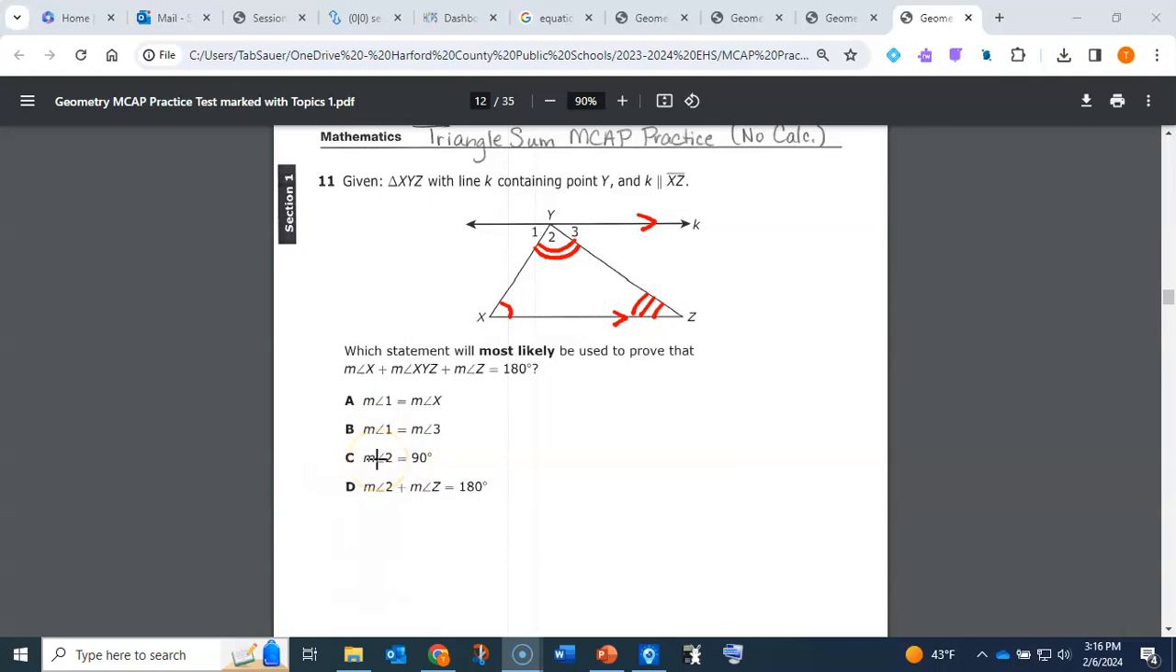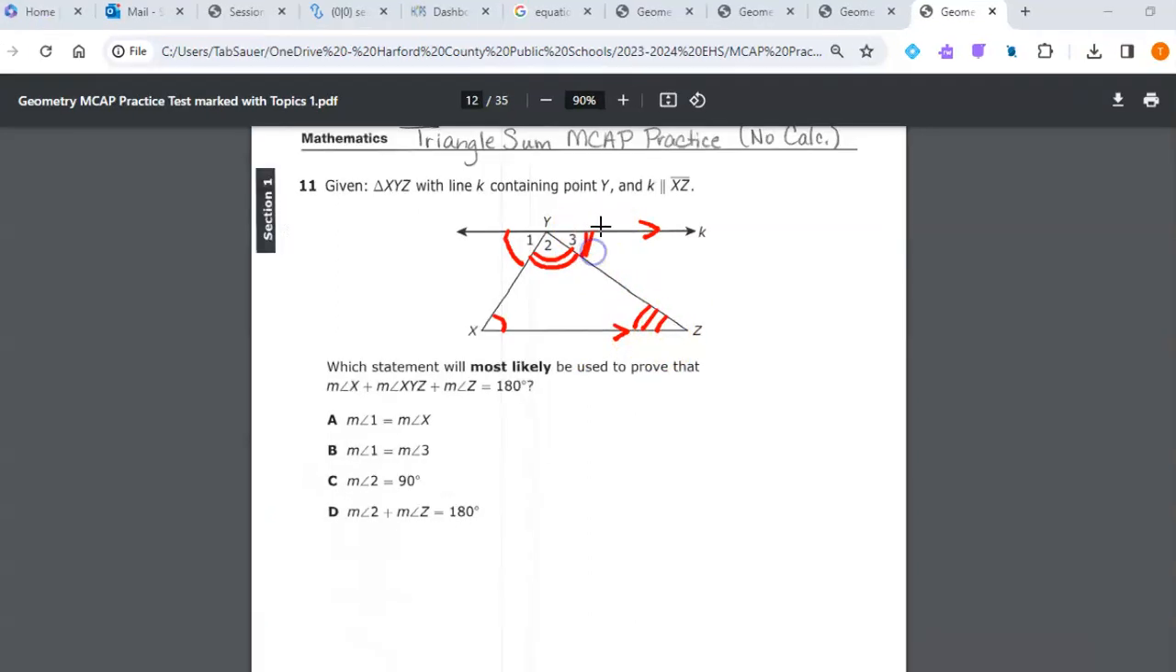With this situation, the fact that line K and XZ are parallel to each other, think of this XY line as a transversal. If that's the case, then angle X would be equivalent to angle 1. And then looking at it from this direction, K and XZ being parallel, and this line being a transversal, then angle Z would be the same as angle 3.